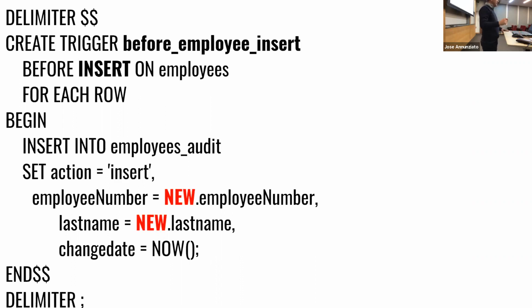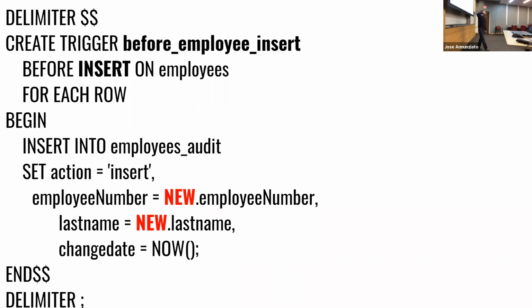Or if it's an insert, I'm inserting a brand new employee. The keyword NEW is available to me. That is a reference to the record that it's before insert, so it's about to be inserted. The record is about to go in there, and so I can take a look at the new employee number, the new last name, right?